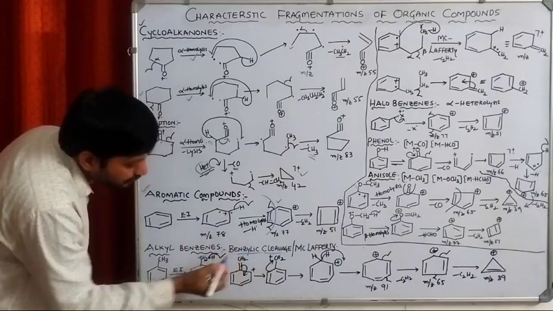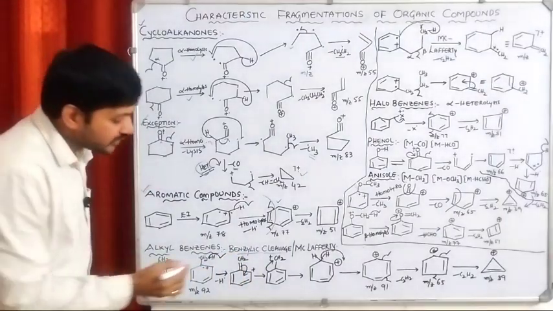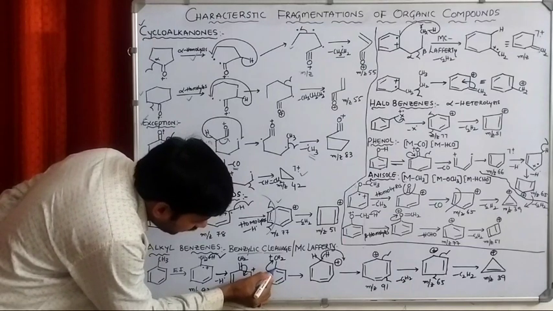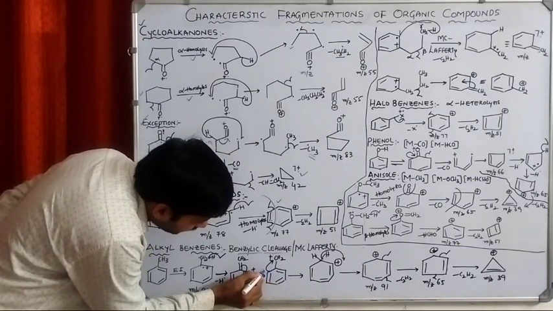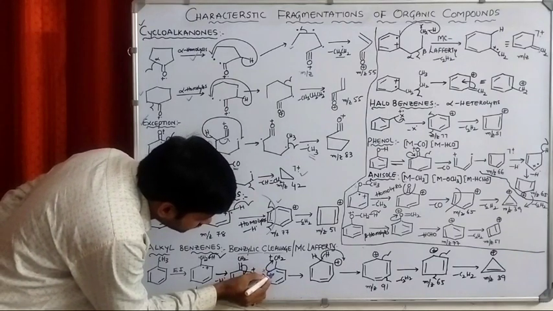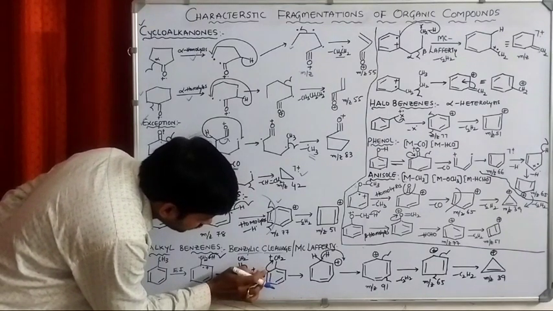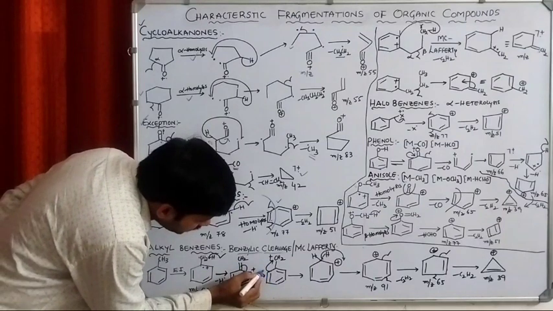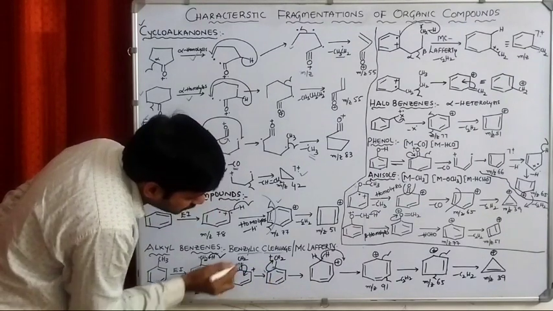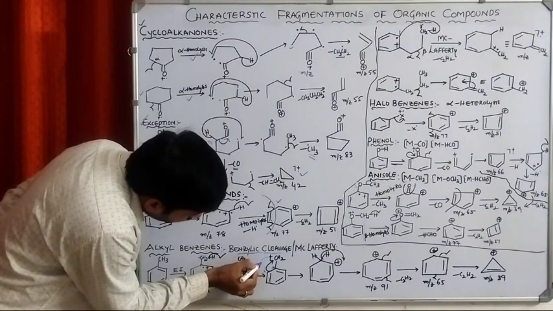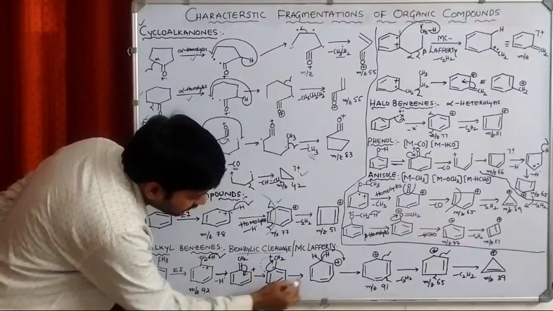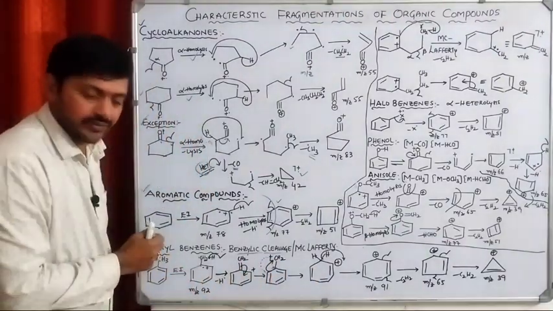What is the name? Benzylic cleavage. Now see what happens. This single bond is involved in the heterolytic cleavage. So what happens? This one will take the positive charge and this one will take the negative charge, and this carbon will take the positive charge. So these two can form a single bond. That's why the 6-membered ring is converted into a 7-membered ring.